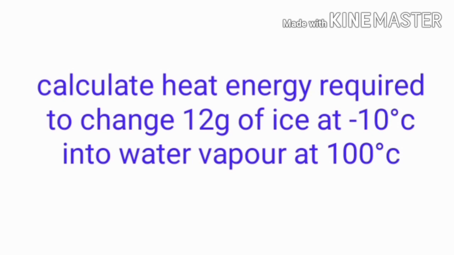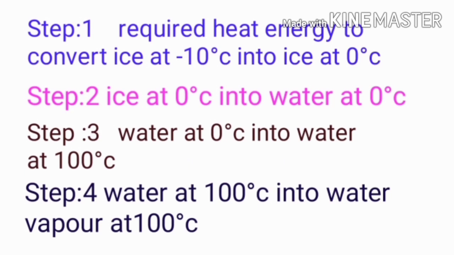See the four easy steps. By following these steps we can easily do the sum. First, convert ice at minus 10 degrees into ice at 0 degrees centigrade. Second, ice at 0 degrees centigrade into water at 0 degrees. Step 3, water at 0 degrees into water at 100 degrees centigrade. Step 4, water at 100 degrees into water vapor at 100 degrees centigrade. So now let us see how to do the calculation part.